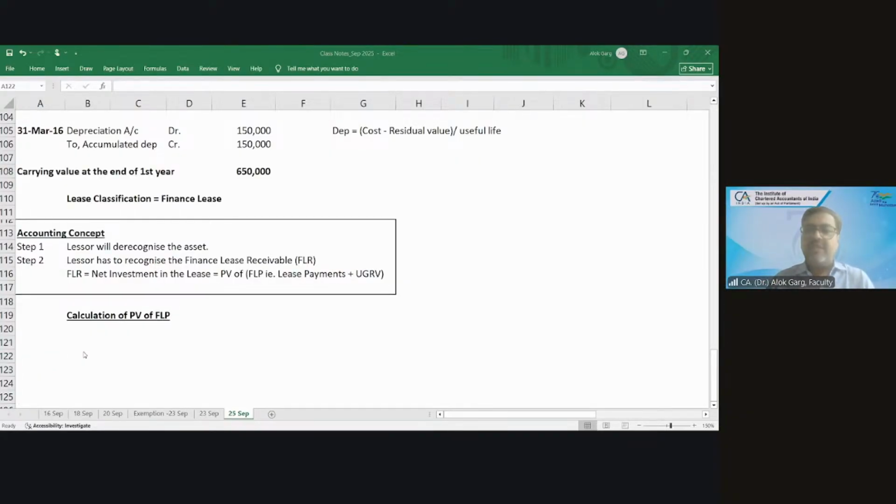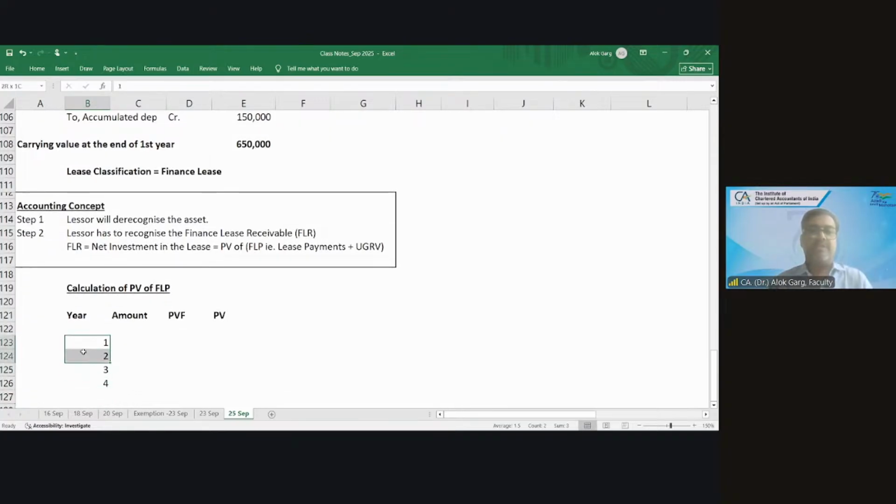So now let me solve this. There are 4 years when I get the lease payment. Year, then amount, which is the same, then present value factor, then present value. We have done this at least 25 times, yes or no? Yes. 1, 2, 3, 4. These are the lease payments. So what is my fixed lease payment per annum? 1,25,000 is my fixed lease payment.